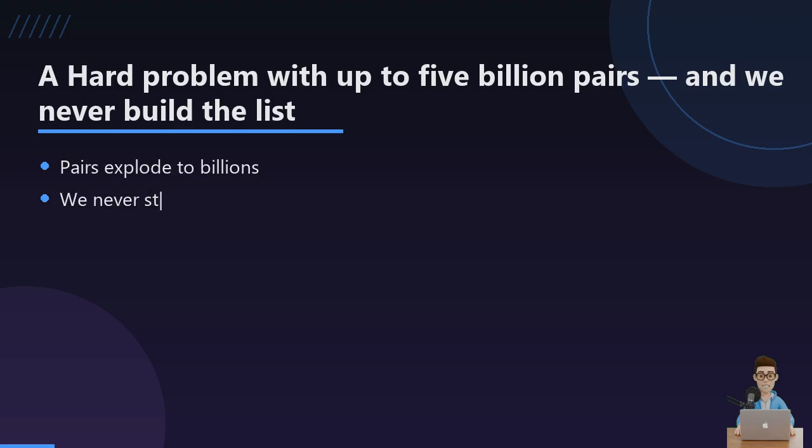With 100,000 numbers, you get almost 5 billion pairs. If you actually compute and sort every GCD, you are dead on time and memory. Here's the trick. We never build that list at all. We count how many pairs land on each GCD value.